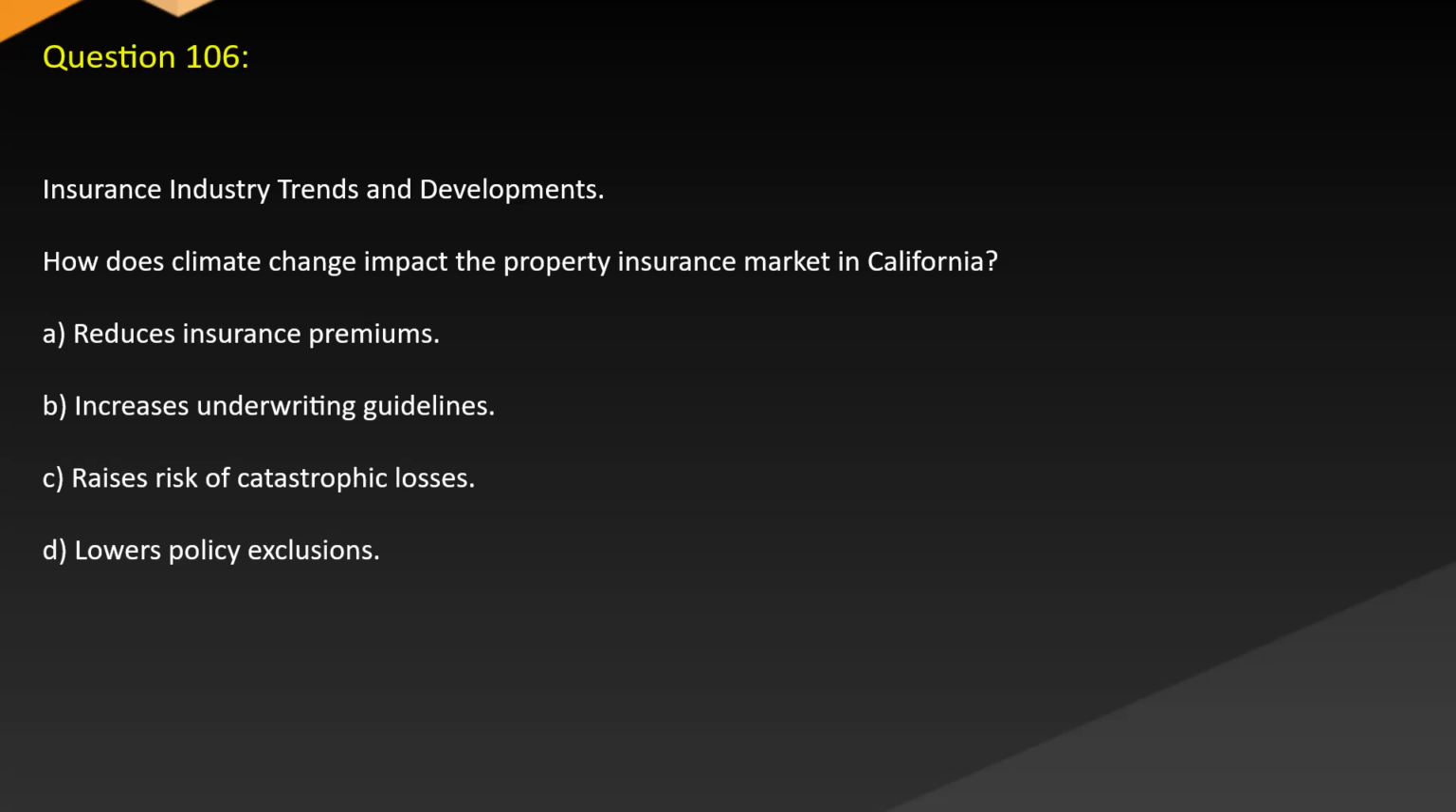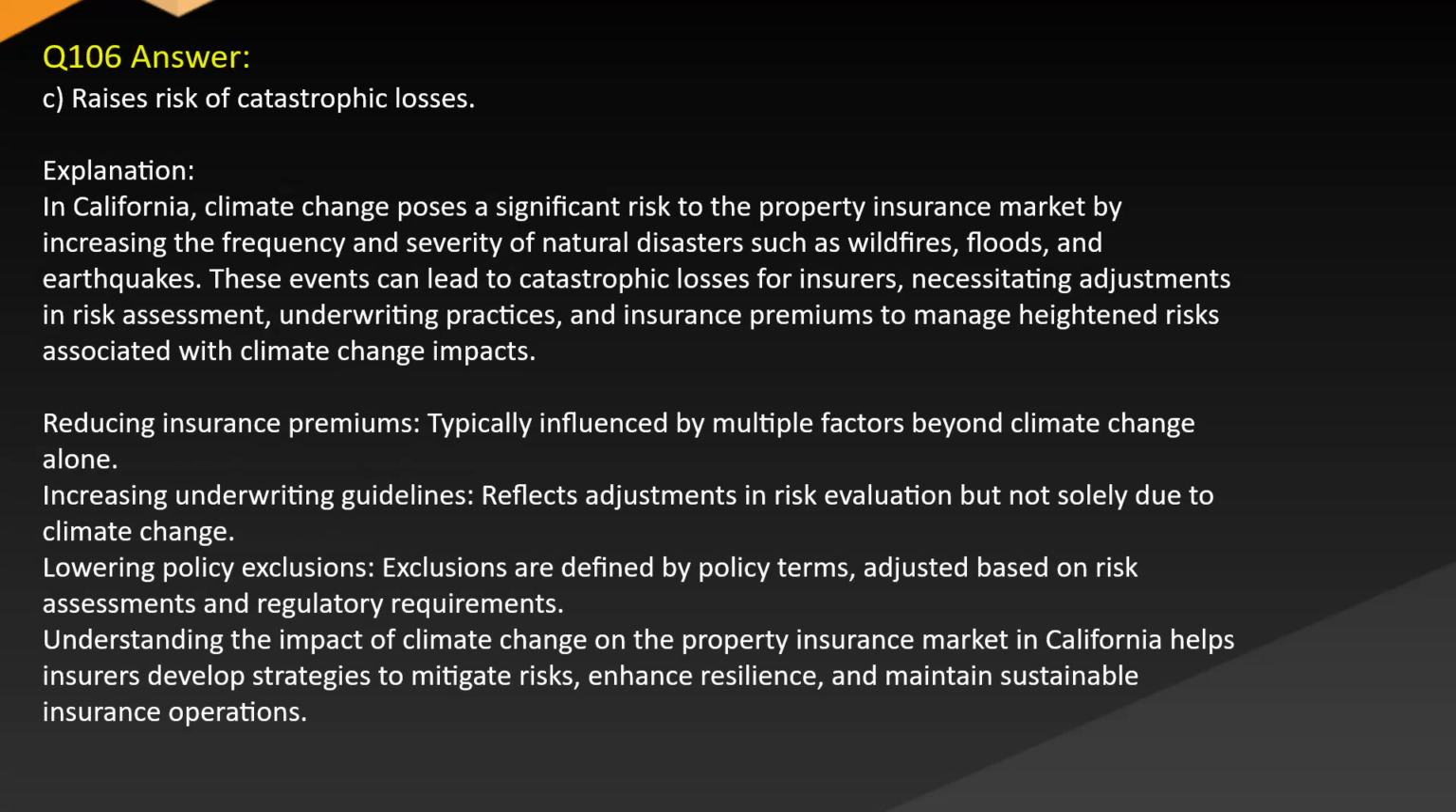Insurance industry trends and developments. How does climate change impact the property insurance market in California? A. Reduces insurance premiums. B. Increases underwriting guidelines. C. Raises risk of catastrophic losses. D. Lowers policy exclusions. Answer. C. Raises risk of catastrophic losses.